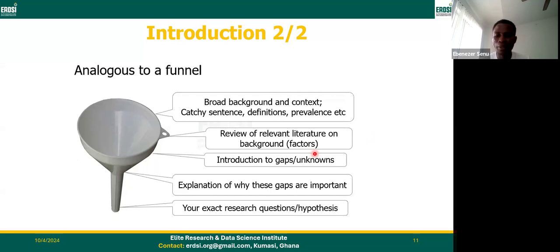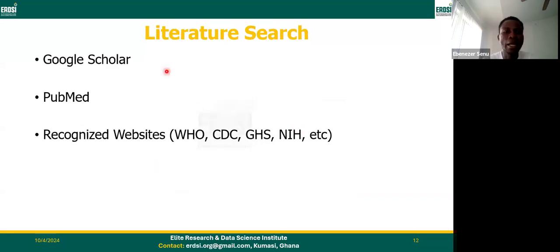So if we are able to build this, then we can proceed to do your literature search. Literature search can be Google Scholar, PubMed, recognized websites. For those of us in health or the medical sciences, most of our publications are in these databases. Databases index all journals. The difference between an article, a journal, and a database: a database consists of all publications from journals. Journals are the bodies that publish your research, and the papers that you read online are called articles. You see most of those articles in these databases.